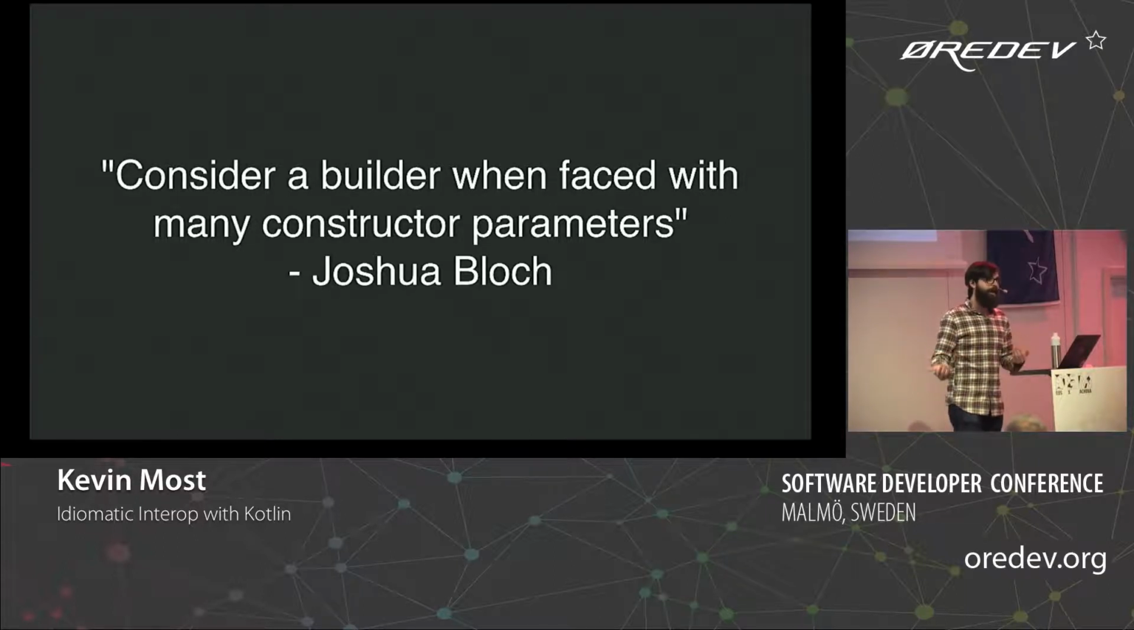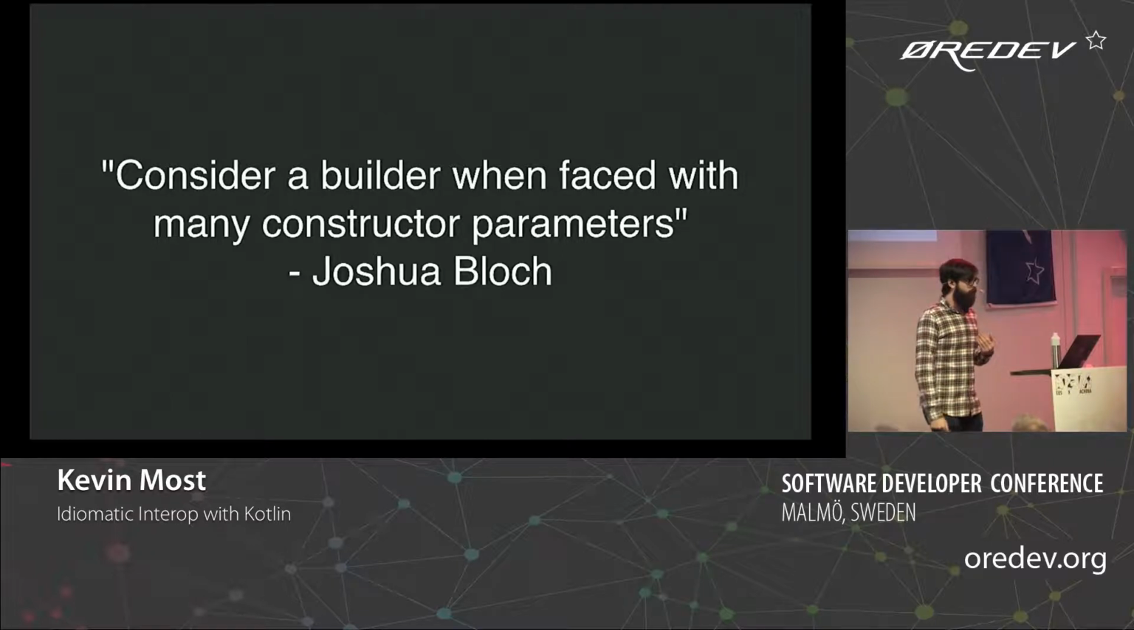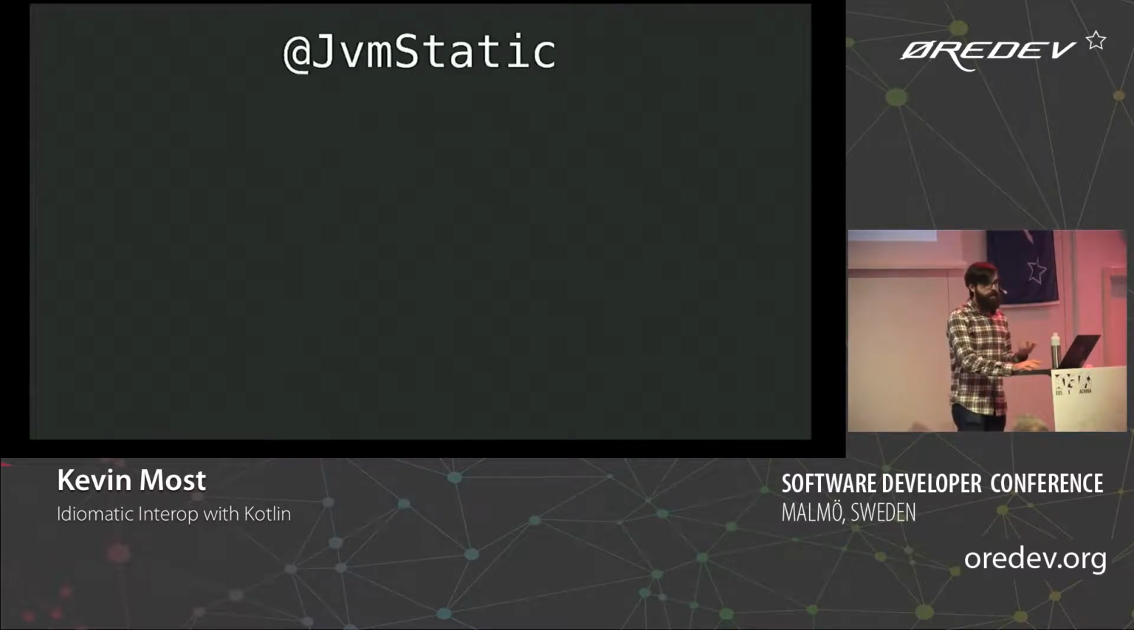They're not a bad thing to use in Kotlin either. They work very well. They're still fluent, and your Java users won't have to suffer through this weird telescoping constructor. So that's JVM overloads. Another JVM annotation that's great is JVM static.